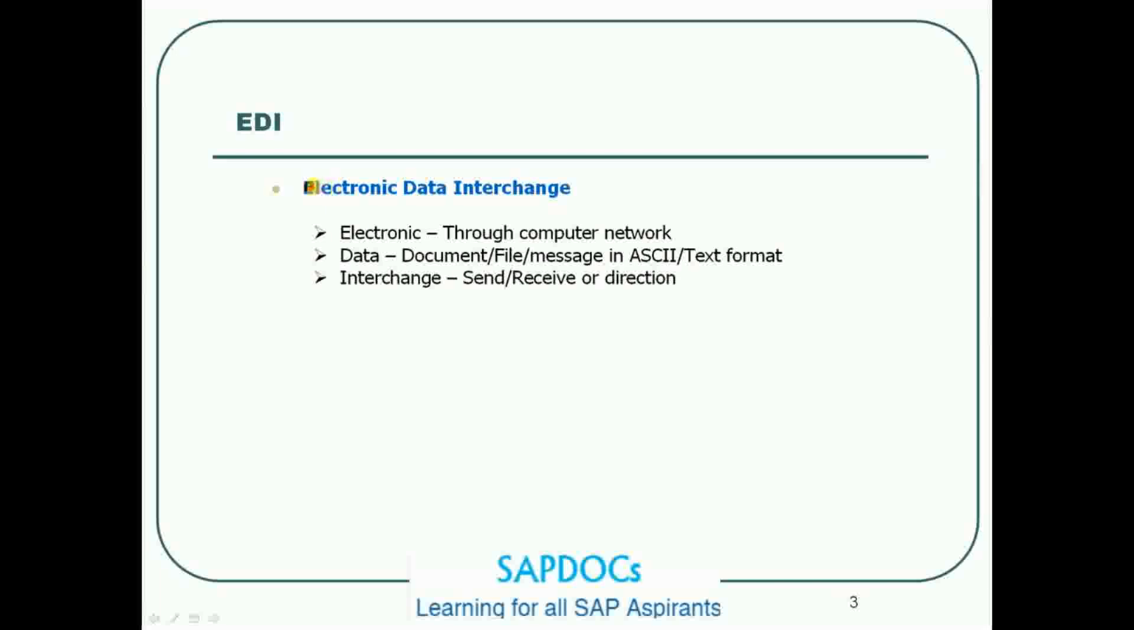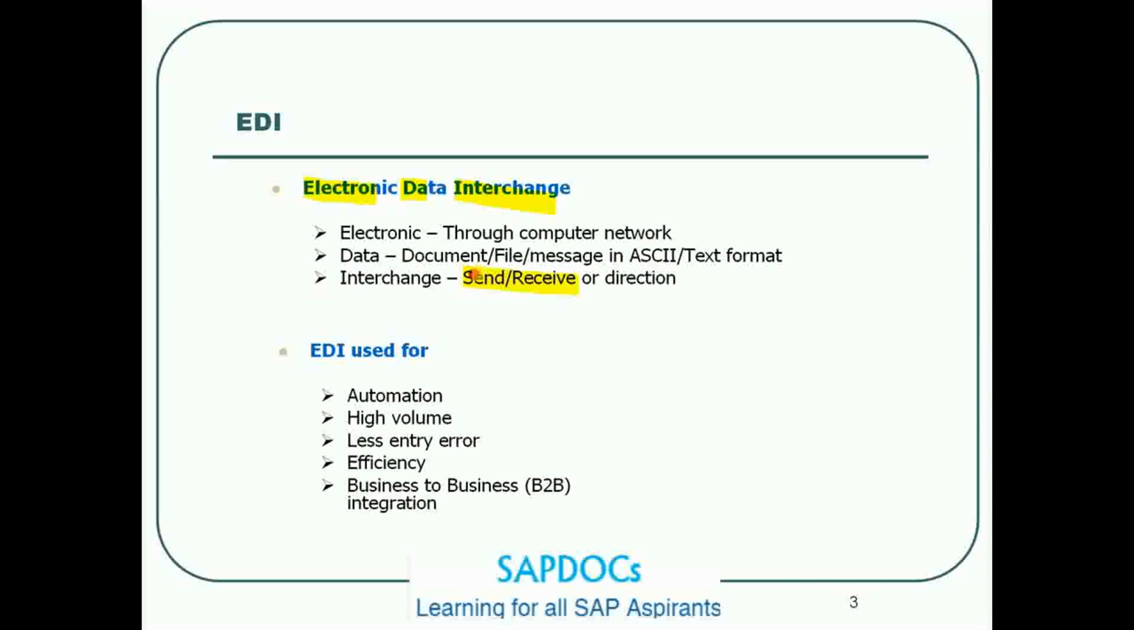The definition of EDI is electronic data interchange, and electronic means data is sent through a computer network. Data is a document in a file that carries a certain message, and it is sent in ASCII or text format, and these files are human readable. Interchange means send and receive function, which implies the direction of the message.